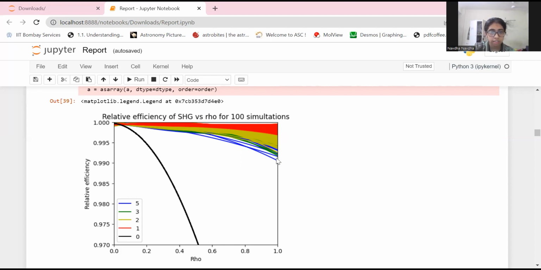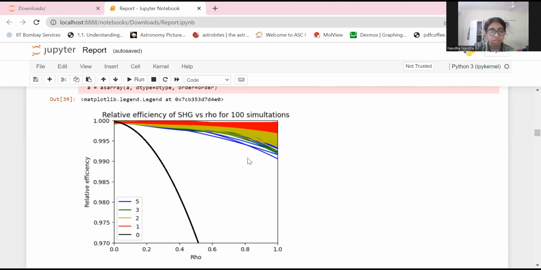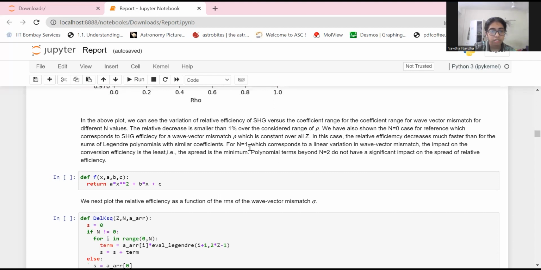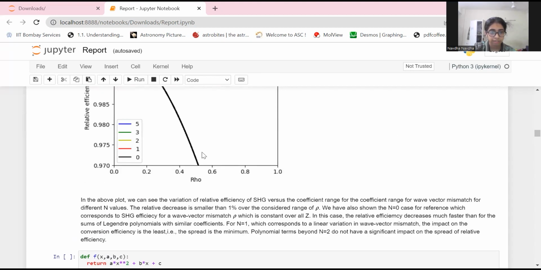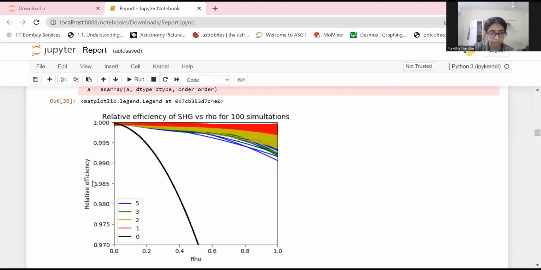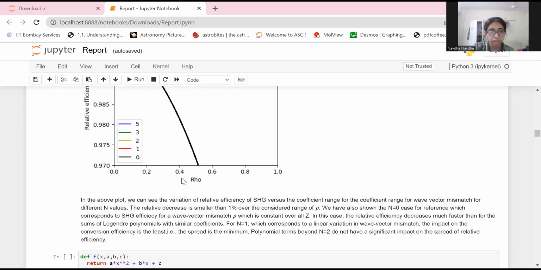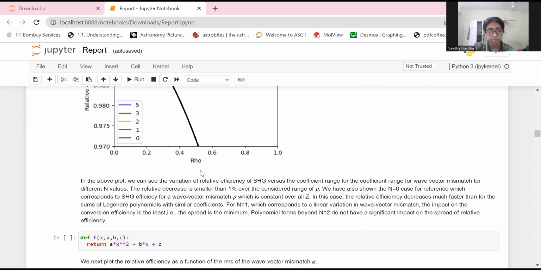Another thing is that the blue and the green curves nearly overlap. This means that beyond the quadratic order, the longitudinal variations do not have a significant impact on the spread of relative efficiency. The next thing that we do is analyze the impact of the root mean square of the wave vector mismatch, which we call sigma. We'll plot the relative efficiency versus sigma.